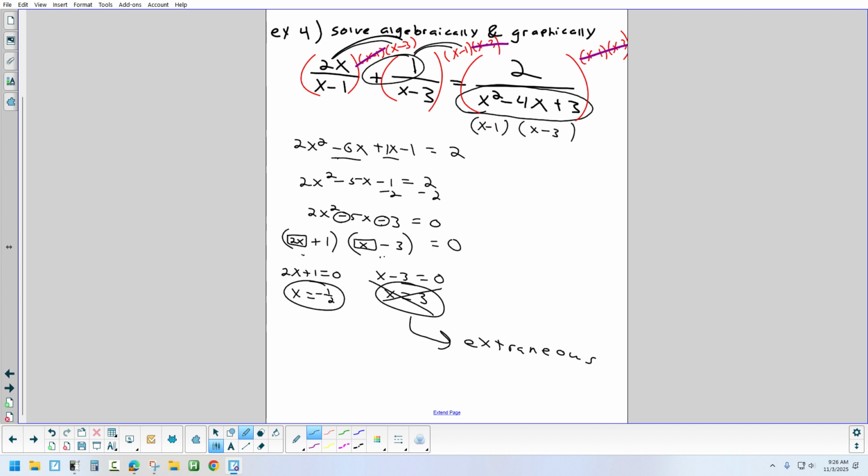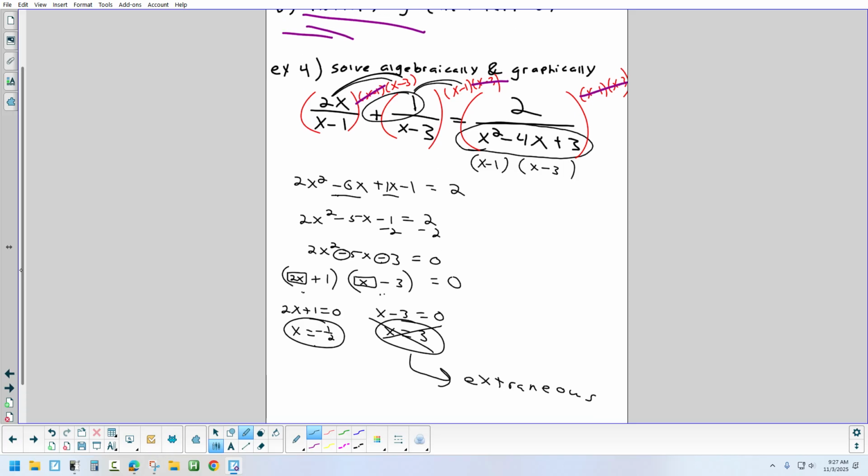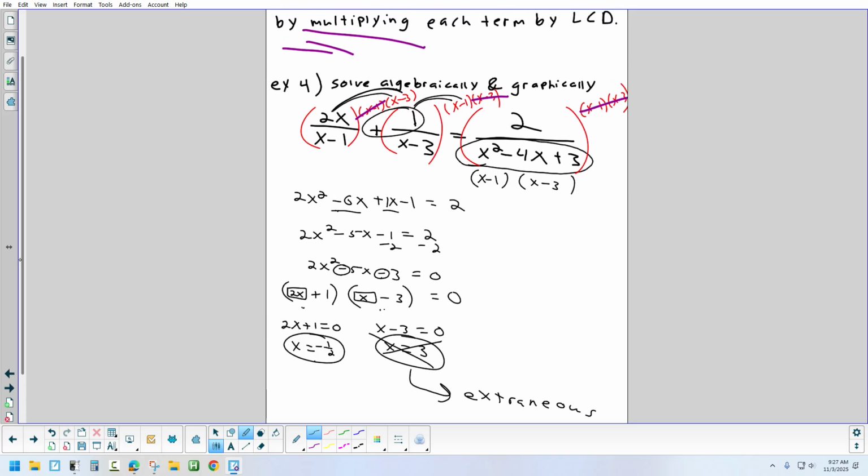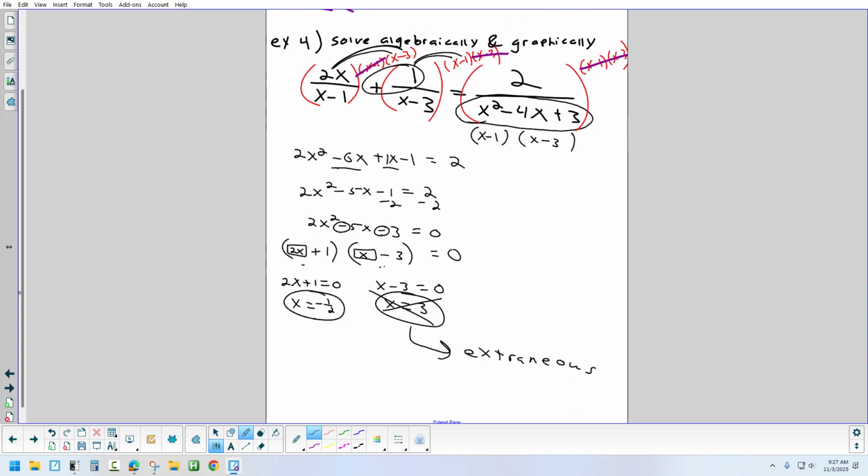Doesn't mean I won't ask you for it. I might still say, write down the answers to this problem, label any answers that are extraneous. So this is how you do it. This answer is fine. You can plug it in for x and check it. The only way this would be wrong is if you made a mistake in your arithmetic. But the negative 1/2 is definitely not extraneous. But the 3 is.